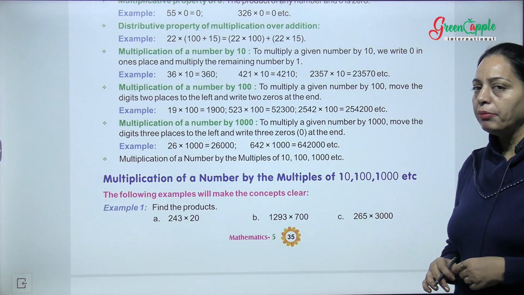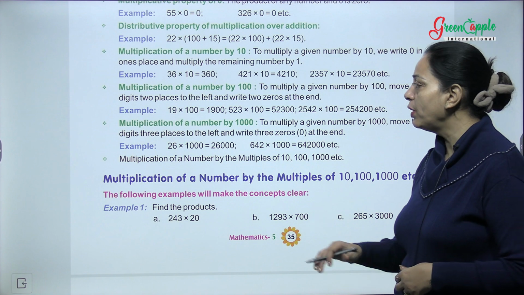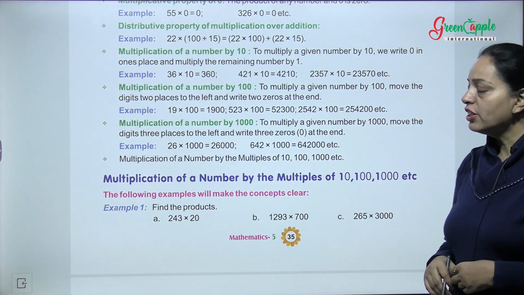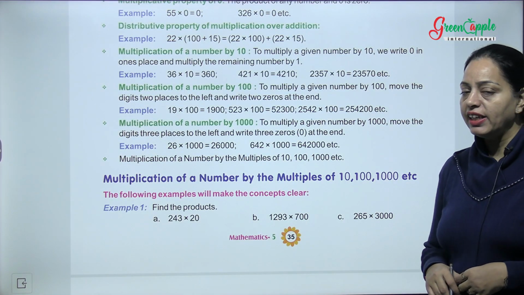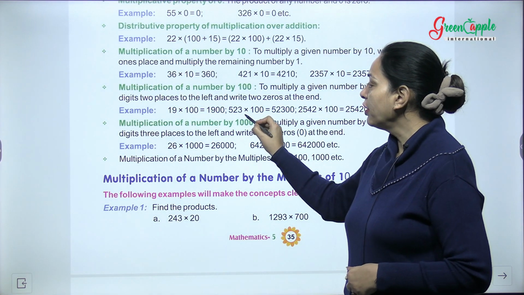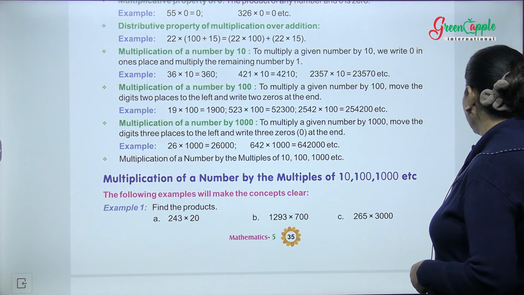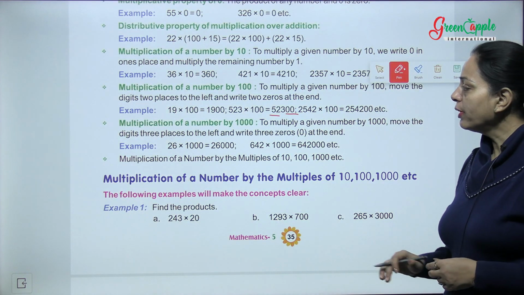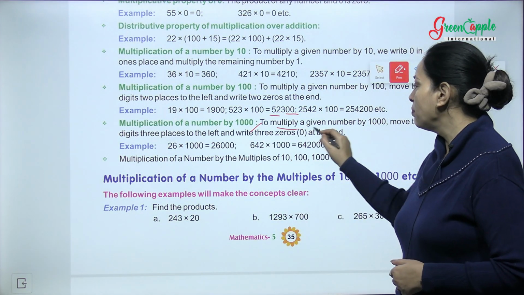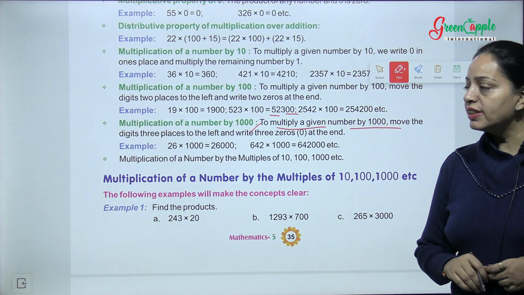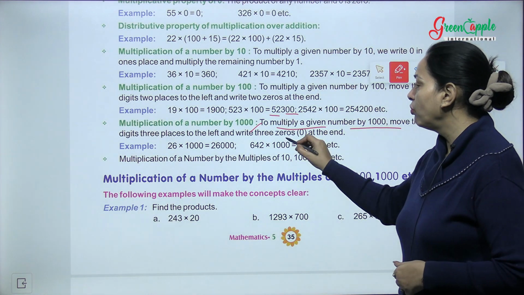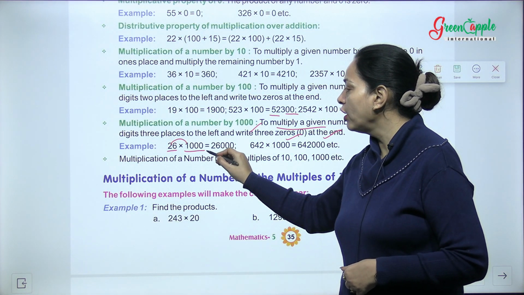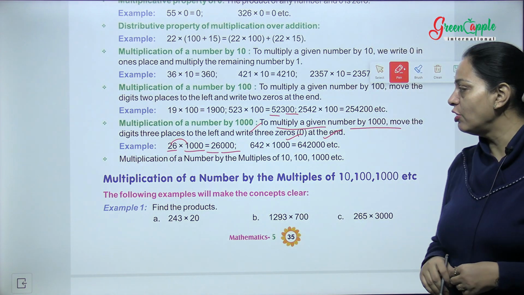Now multiplication of a number by 100. To multiply a given number by 100, move the digits 2 places to the left and write 2 zeros at the end. 19 into 100: 19 into 1 is 19 and in the last, 2 zeros. 523 into 100, so 523, and in the last, 2 zeros, right? Very simple. Now multiplication of a number by 1000. To multiply a given number by 1000, move the digits 3 places to the left and write 3 zeros at the end, like 26 into 1000: 26 into 1 is 26, and in the last, 3 zeros, right?